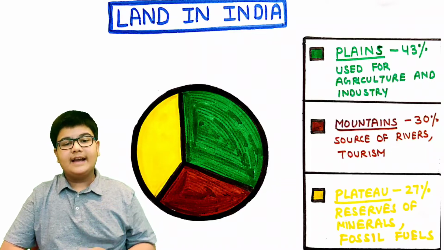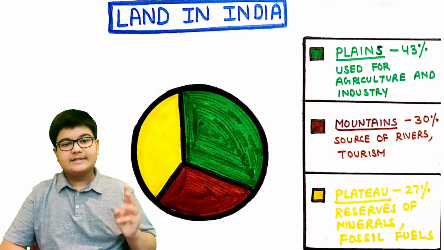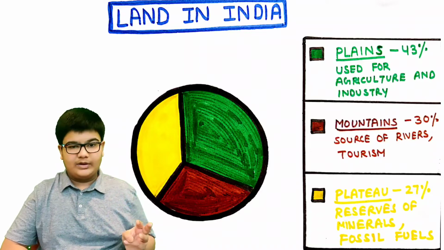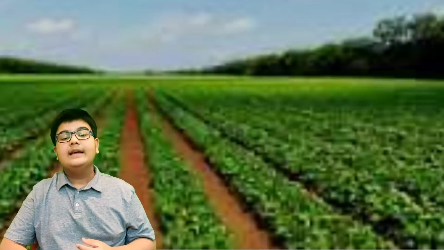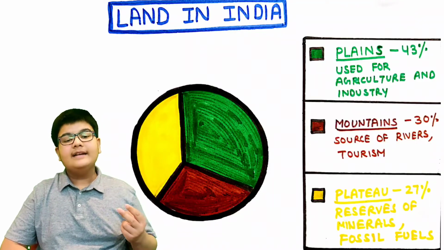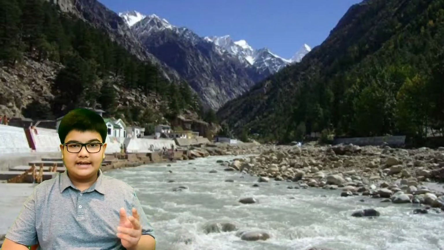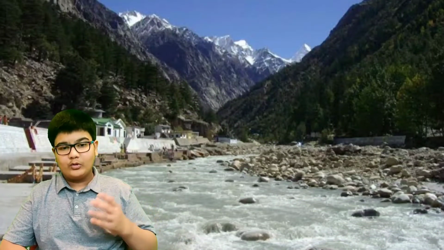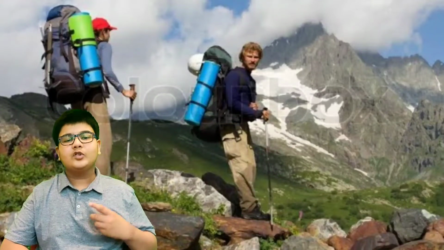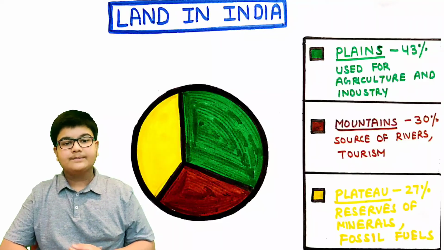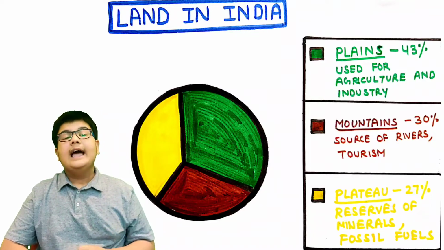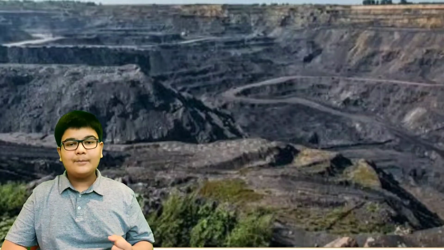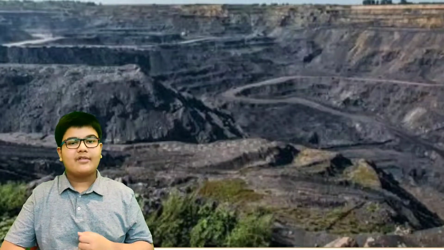So land in India is divided into basically 3 parts: plateau, plains and mountains. Land under plains is 43%, and this land is mainly used for agriculture and industry. Mountains account for 30% of land, and they are a source of rivers. The rivers originate from mountains, and they are also the source of tourism, recreation, etc. Third, plateaus. Plateau land accounts for 27%, and plateaus are the reserves of mineral deposits, fossil fuels, etc.